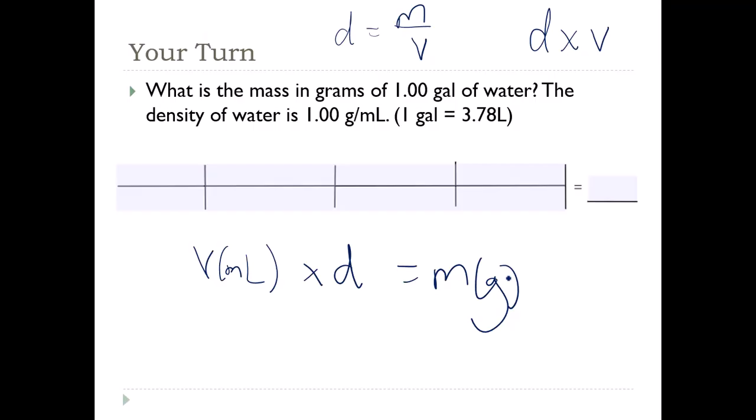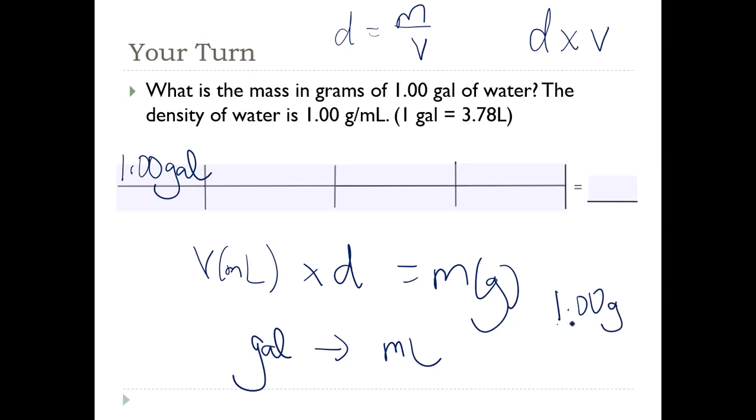Pause the video and work through this problem. I'll set it up. I'll start with the volume and convert that to milliliters. So we have 1.0 gallons of water. Now take it from there: go from gallons to, ultimately, milliliters. Once you have your volume in milliliters, you can multiply that by the density, either grams per mL or mL per 1 gram. Okay, your turn. Pause the video, work through it, and come back.